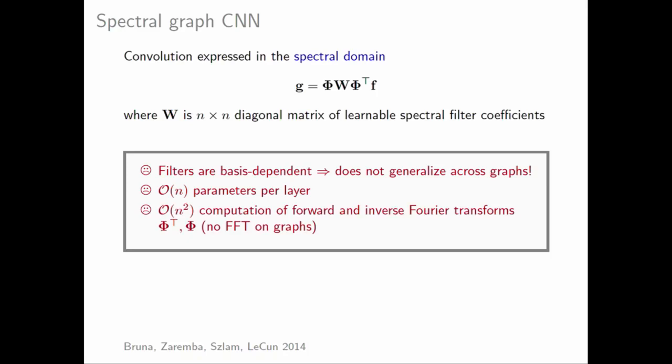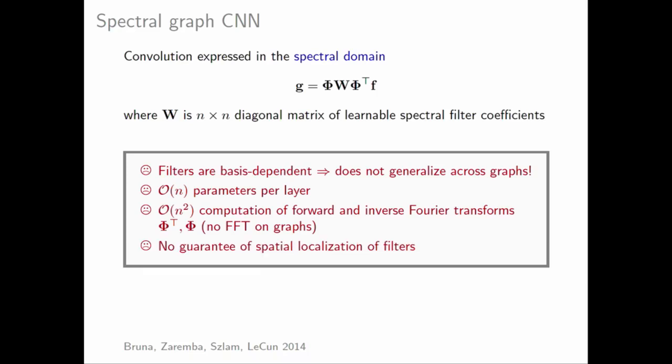The other thing is that, unlike the Euclidean case, where we have efficient ways of computing the fast Fourier transform with n log n operations, usually on general graphs it takes order of n squared. So the computation of the Fourier transform is inefficient on general graphs. We don't usually have FFT on non-Euclidean domains.